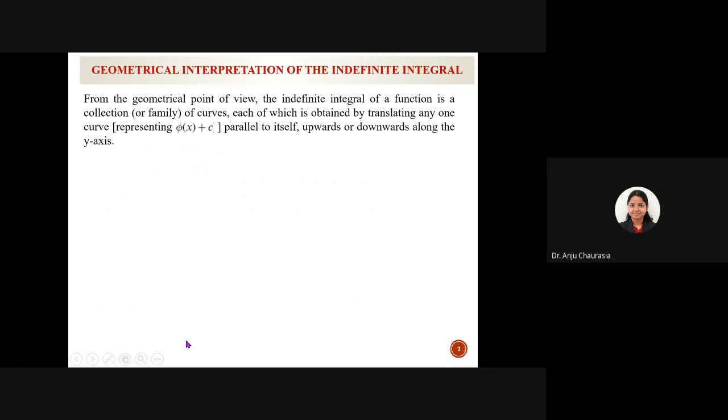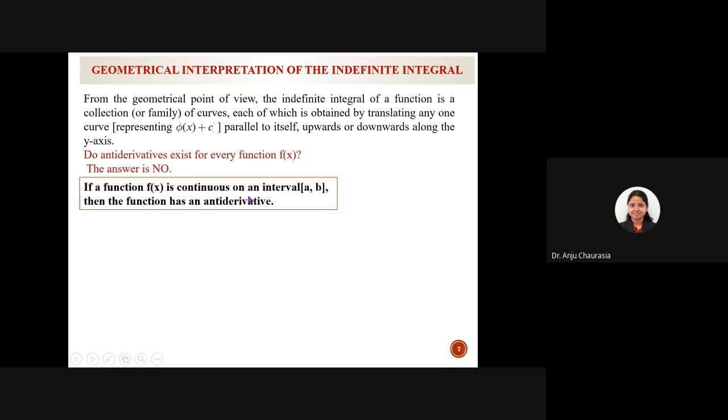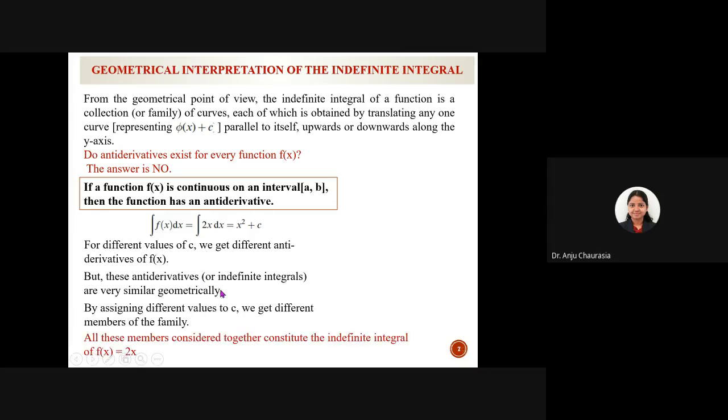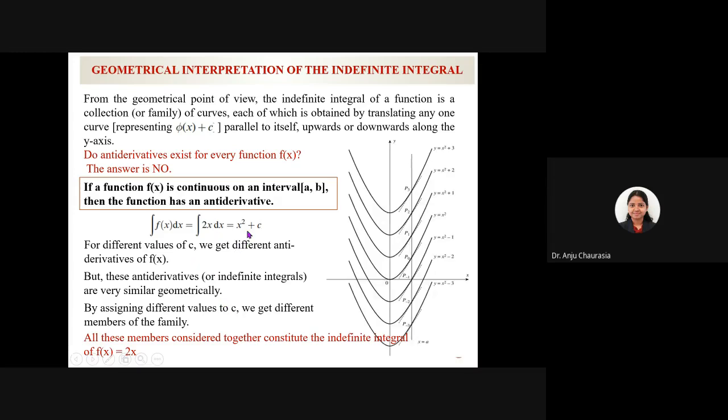So what is the geometrical interpretation of the indefinite integral? We have seen that if fx is continuous on an interval, then the function will have an antiderivative. How can we differentiate? Say fx is equal to 2x, so it means the integral is x square by 2... The integration of x is x square by 2. And plus c you have to write, because this is the logic that you have seen just now.